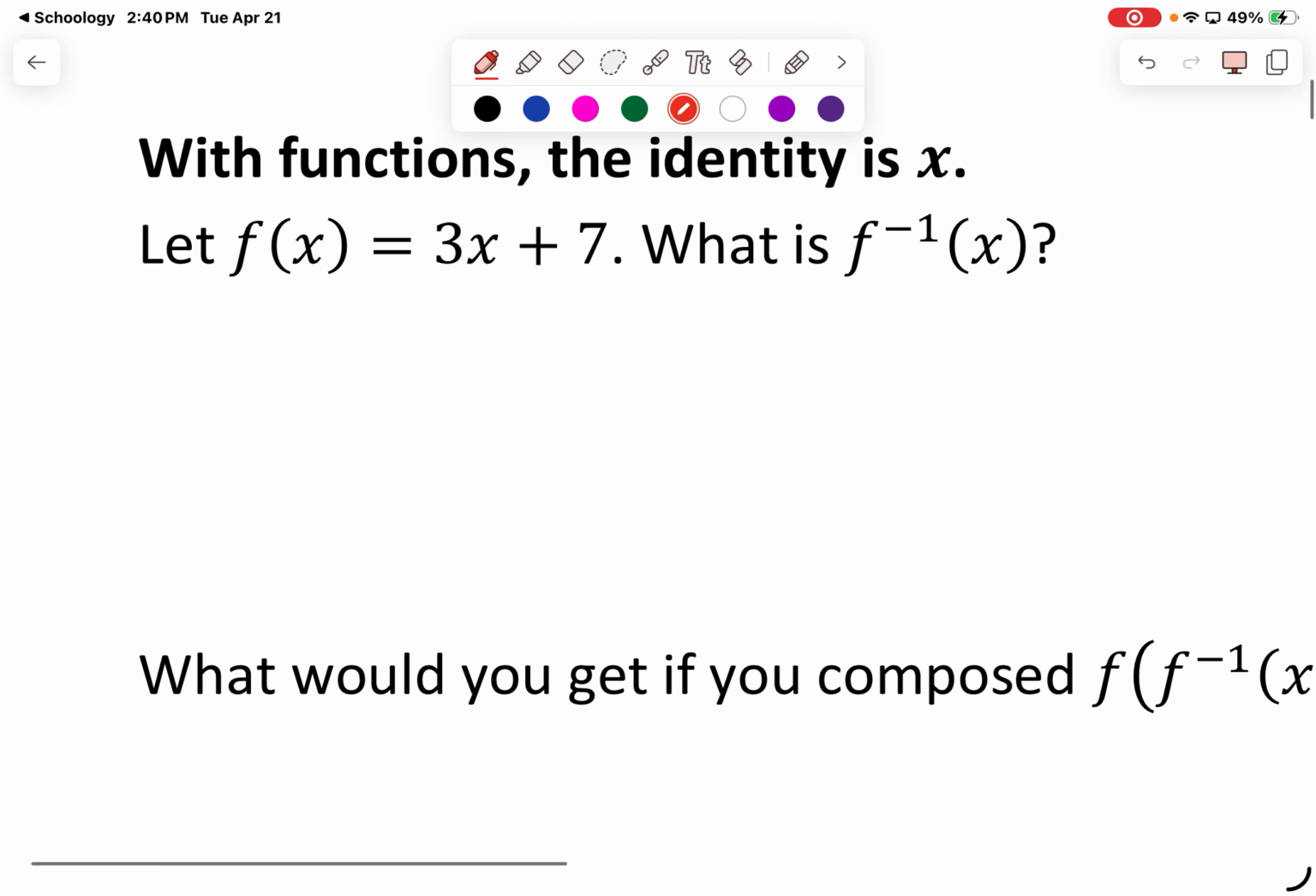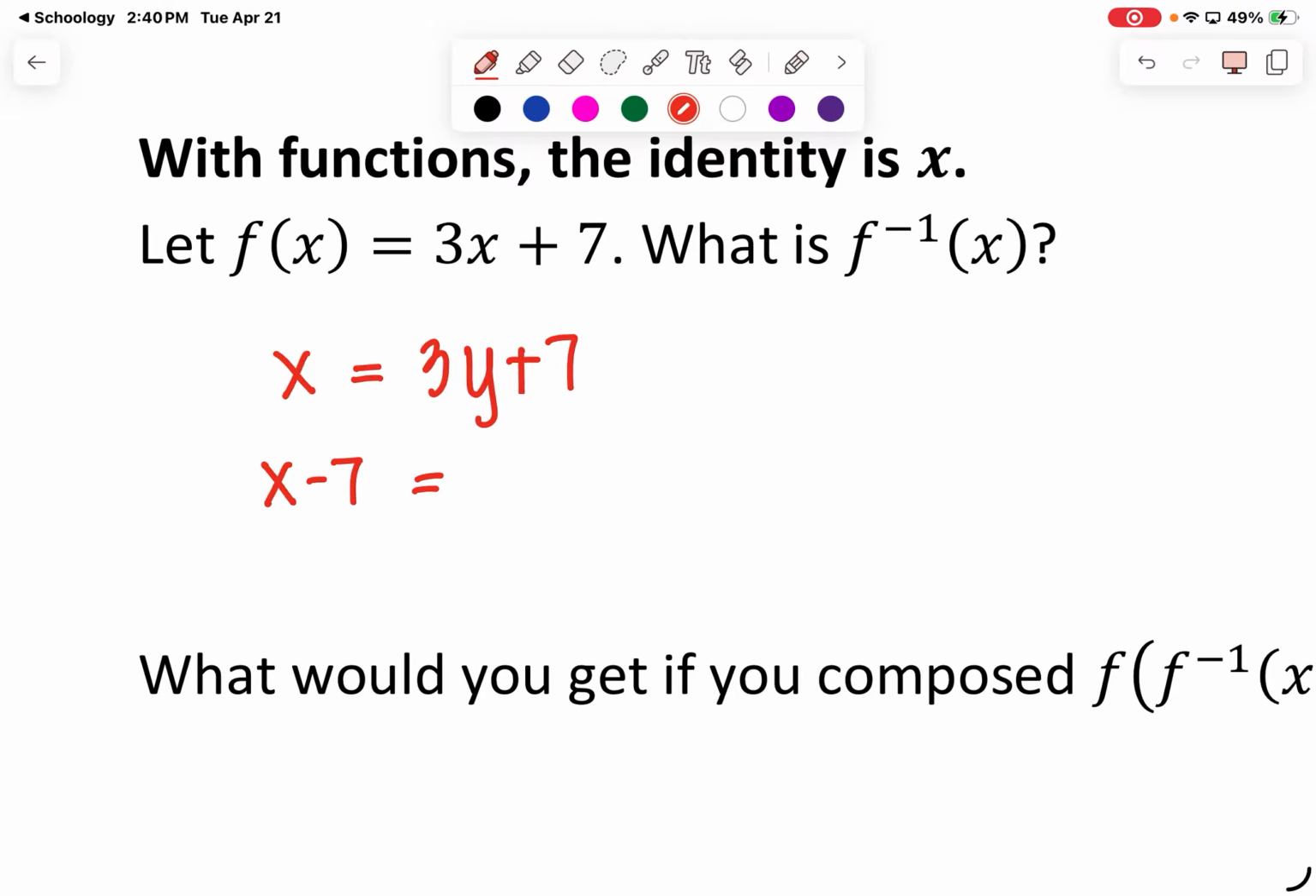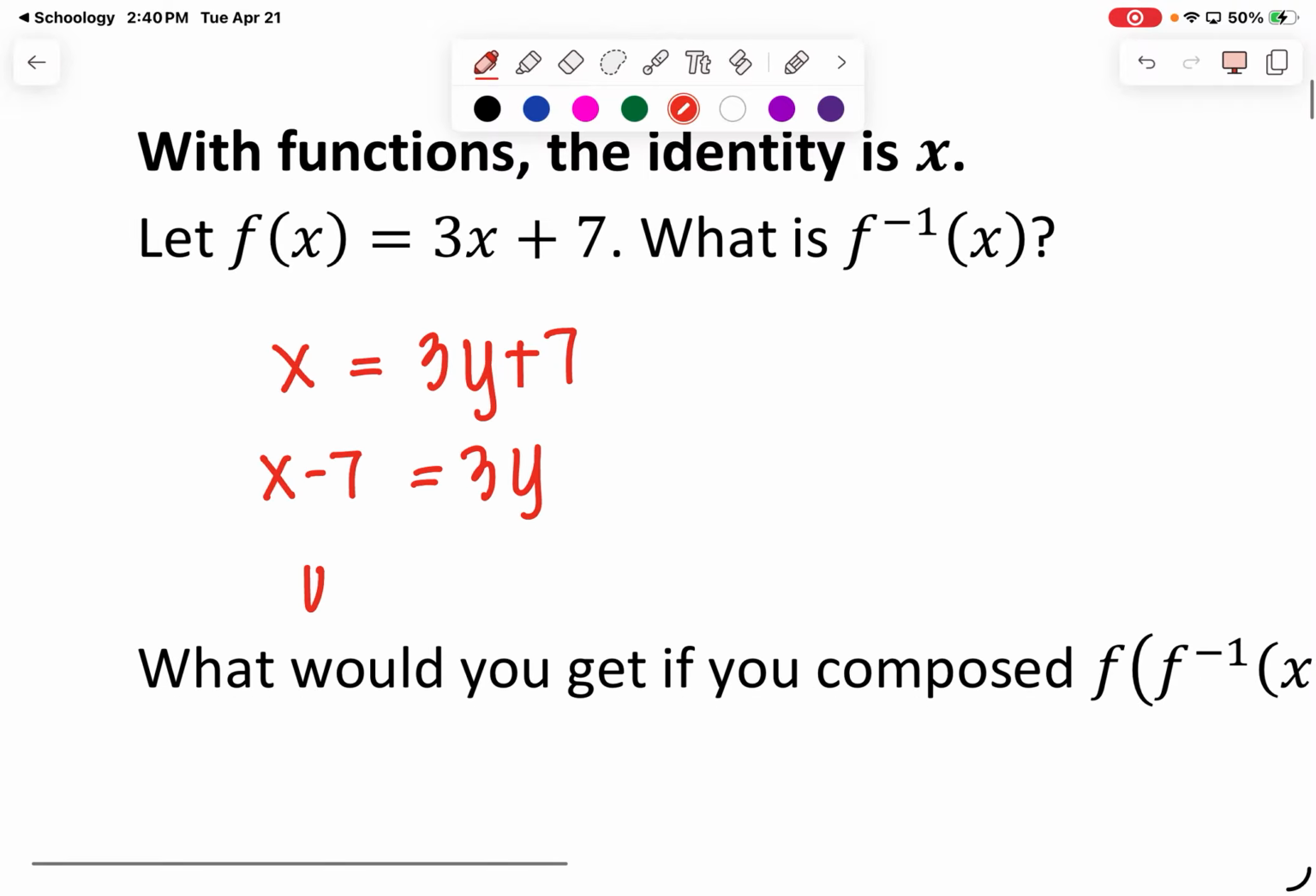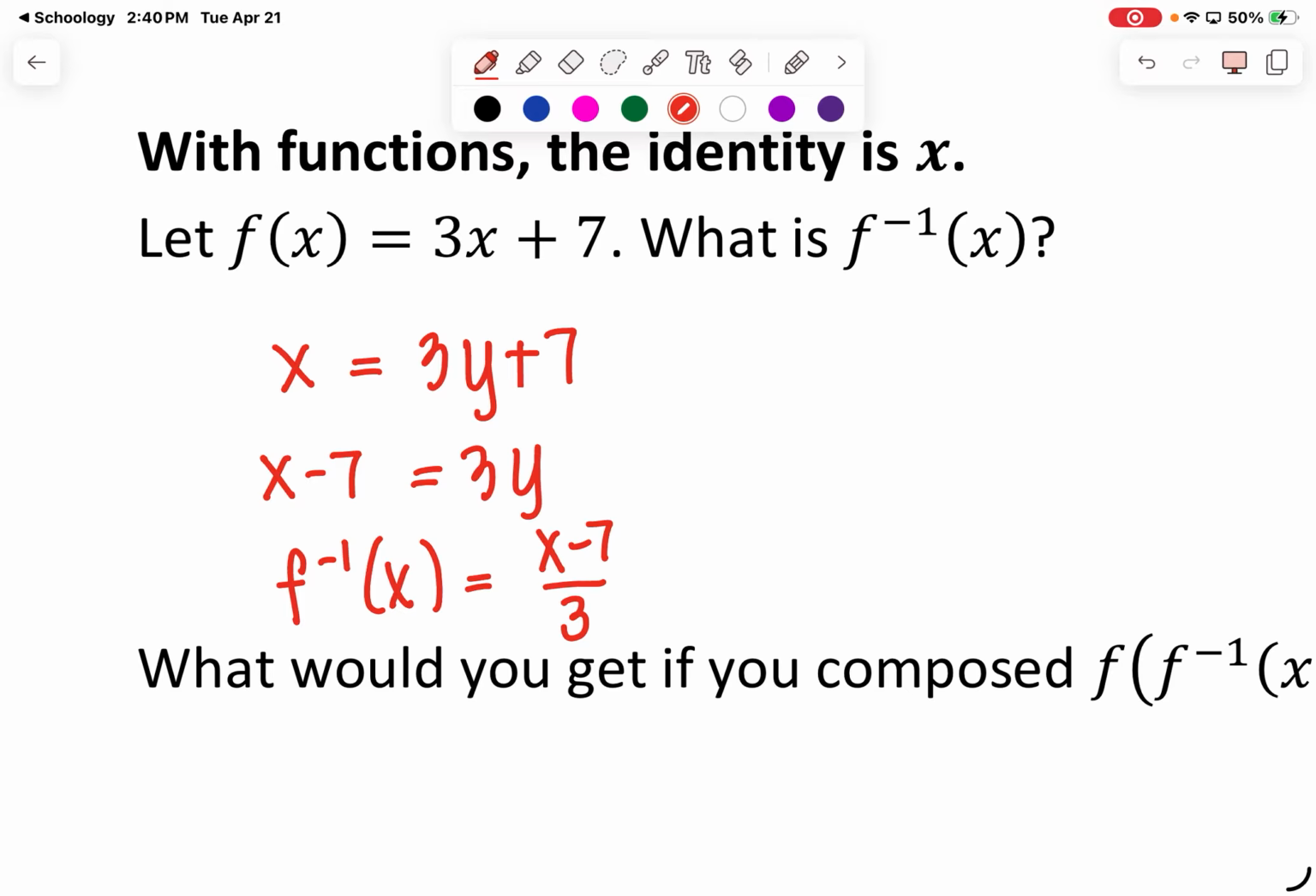So let f of x equal this. What is f inverse? Remember to find the inverse, which we've done multiple times before, switch x and y, and then solve for y. So subtract 7 from both sides, and then divide by 3. I'm going to put f inverse equals x minus 7 all over 3. And yes, you could divide both of those by 3 and have 1/3 x minus 7/3, but that's unnecessary.